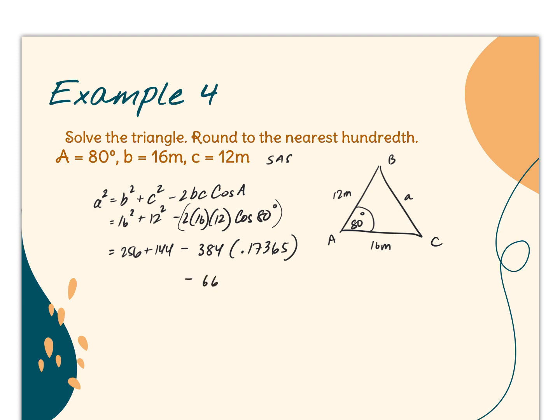So when I multiply this, I get 66.681. When I add 256 and 144, I get 400. So I'm still at a squared there, right? So 400 minus 66.681 gives me 333.32. And I have to take the square root, and I only want the positive root, because since I'm talking about the length of a side, my lengths can only be positive. So a equals 18.26 meters. So a is 18.26 meters, okay?